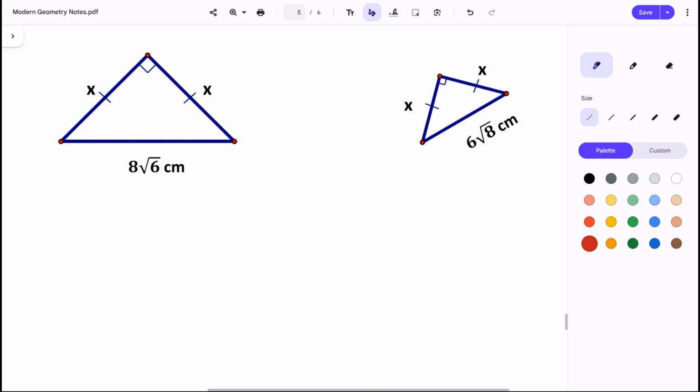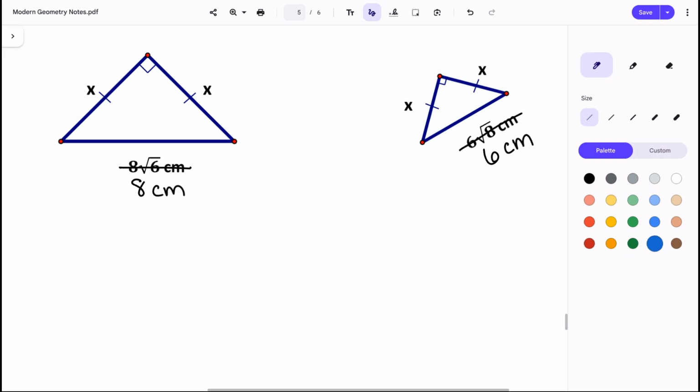For this next one, I need you guys to make a quick change. Instead of this being 8 square root of 6, I want you to just change it to 8 centimeters. And we're going to do the same thing over here while we're at it. We're going to cross off this 6 square root of 8, and we're just going to make it 6 centimeters. Okay, we're going to do the first one together, and then I'm going to give you guys time to do that last one and see if you can kind of figure it out.